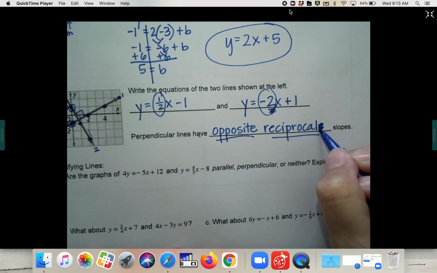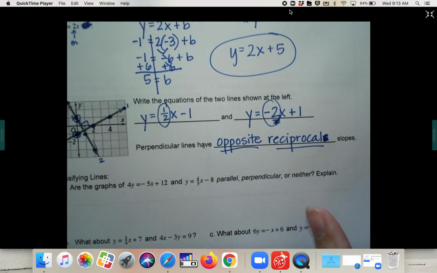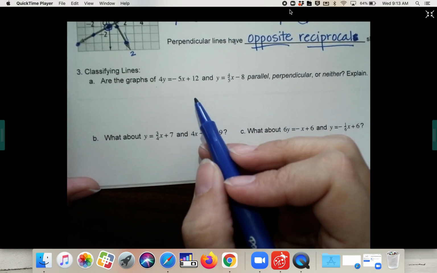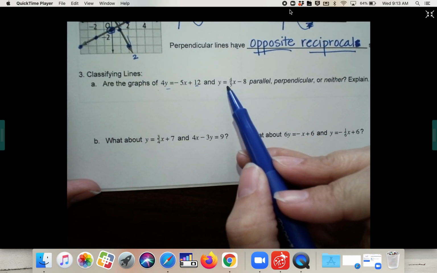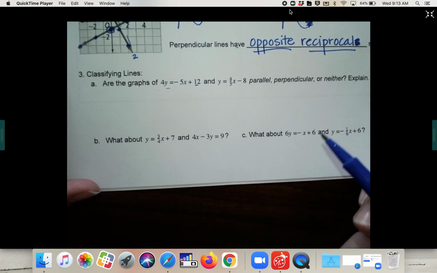Okay, so perpendicular lines have opposite reciprocal slopes. Opposite reciprocal slopes. All right, so let's classify some lines. So first of all, are these two equations parallel, perpendicular, or neither?